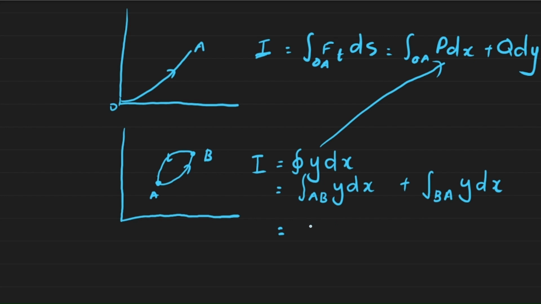So in a general form, we would just substitute p dx plus q dy. So this is from A to B. And then the integral from B to A of the same thing, p dx plus q dy.